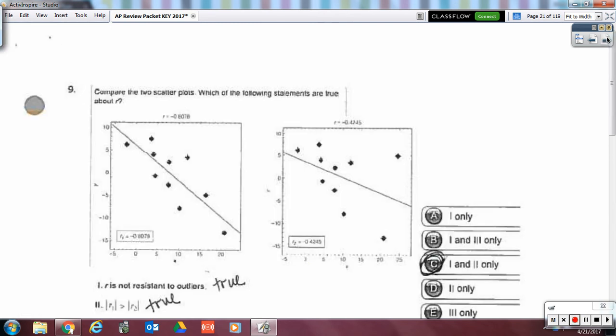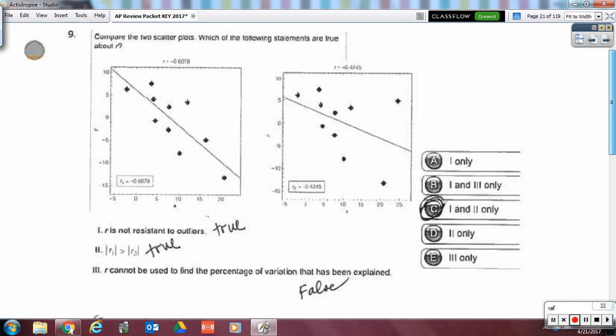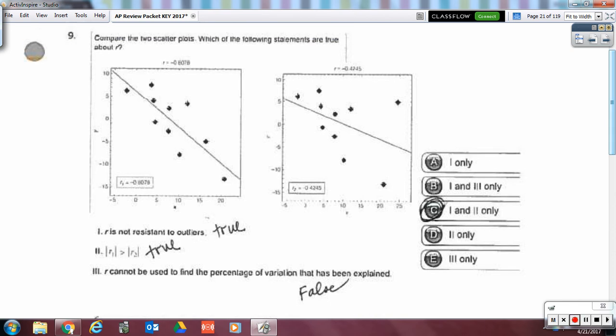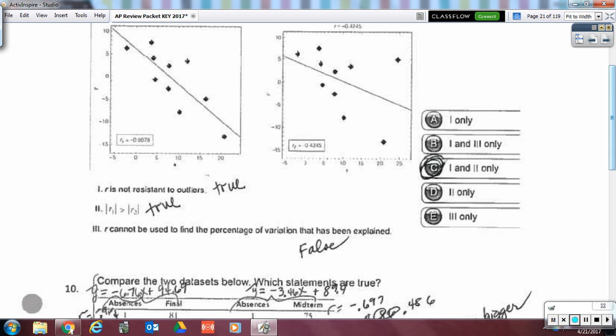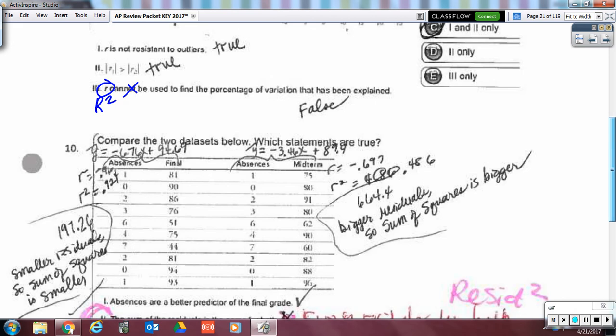All right, next, here we go. This is some correlation things. 1 and 2 are true. We're going to go into why 1 is true more on another day. The reason 3 is false, it says R cannot be used to find the percent of variation that is explained. What is the percent of variation that is explained by the X or LSRL? R squared. And guess what you can do with R? You can make an R squared. So it says it cannot be used, and no, it can be used to find R squared.